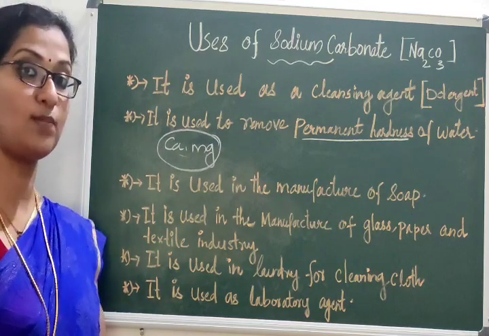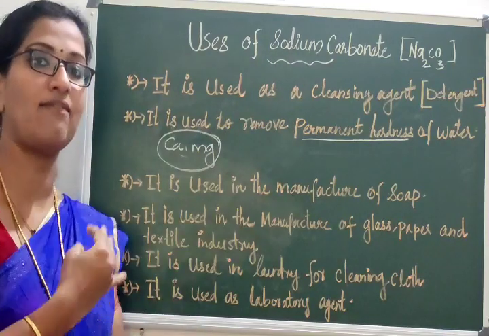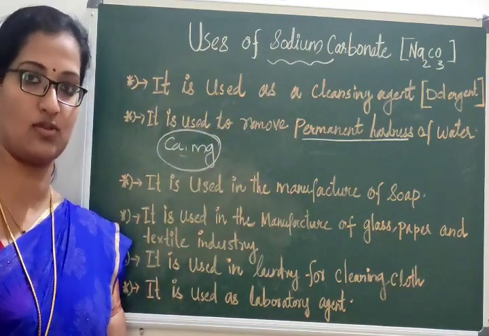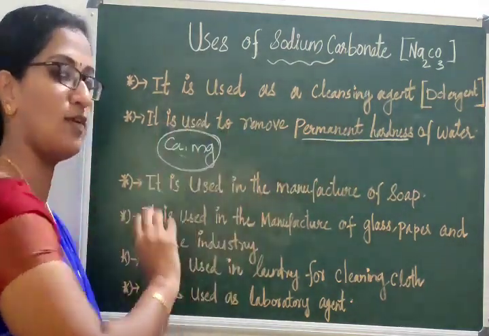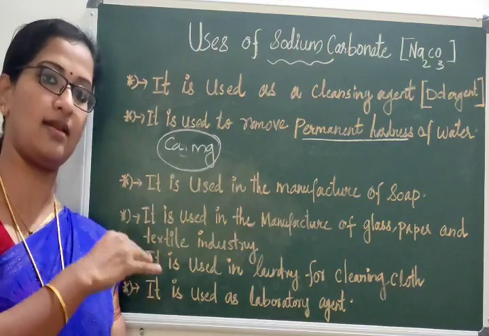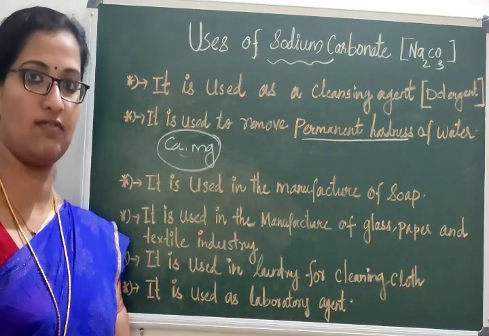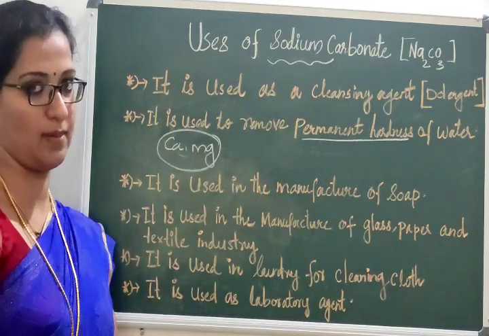So in order to remove the permanent hardness, you can use sodium carbonate. It has more cleansing capacity than soap. That will help to remove the permanent hardness of water and the water becomes soft water. Hard water can turn to soft water if you add washing powder, that means sodium carbonate.